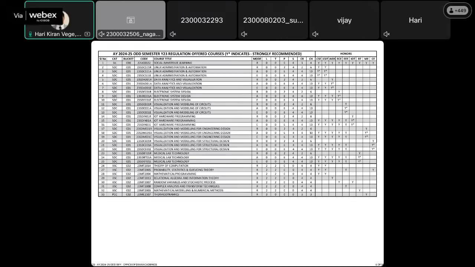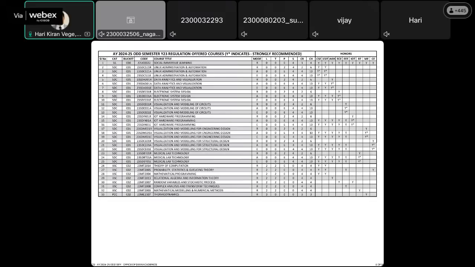So let's quickly look at the example of C2 bucket. When I look at C2 bucket, if I'm a CSIT student, I could see that theory of computation is a yes for me, probability statistics and queuing theory is a yes for me, mathematical programming is a yes for me. So can I pick all three in this semester? No. The rule is from each bucket, pick only one course. But then I wish to do two courses, probability statistics and queuing theory and mathematical programming. Both of them look interesting for me. Which one do I pick?